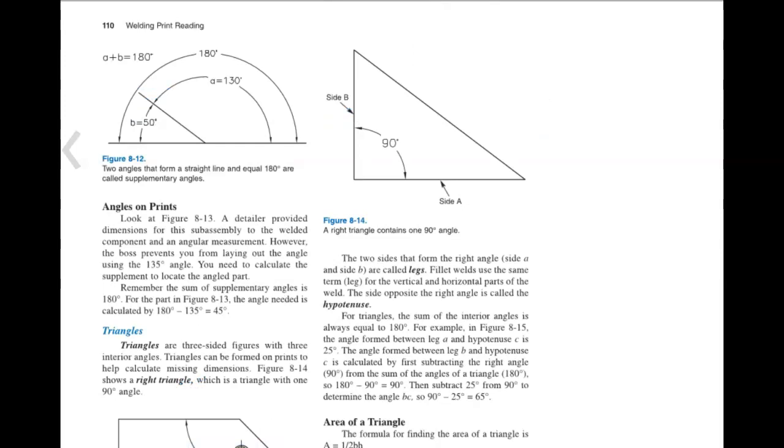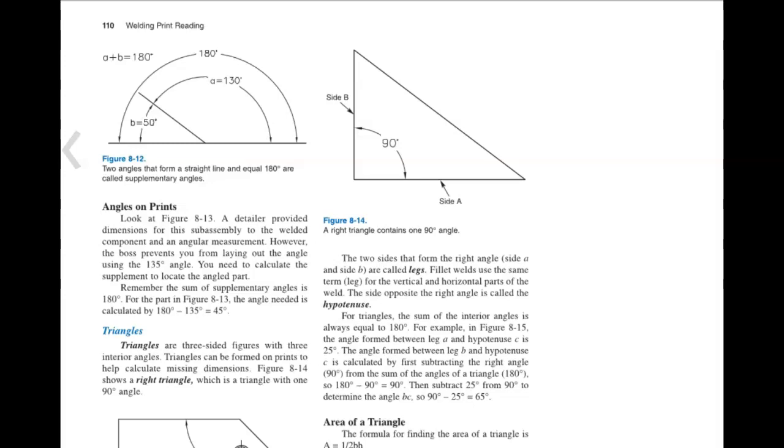Angles on prints. Look at figure 8-13. A detailer provided dimensions for this subassembly to be welded, component and angular measurement. However, the boss prevents you from laying out the angle using the 35-degree angle. You need to calculate the supplement to locate the angled part.